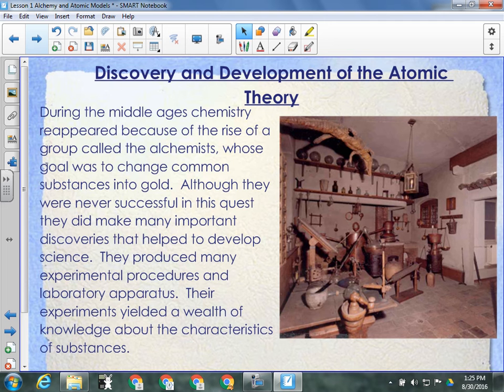Preserved alligator hanging from the ceiling for some reason. All kinds of balances and burners and flasks and beakers and grinders and all kinds of stuff. That would have been a typical lab for an alchemist. I think that's Leonardo da Vinci's lab, but they would have had all that kind of equipment around.